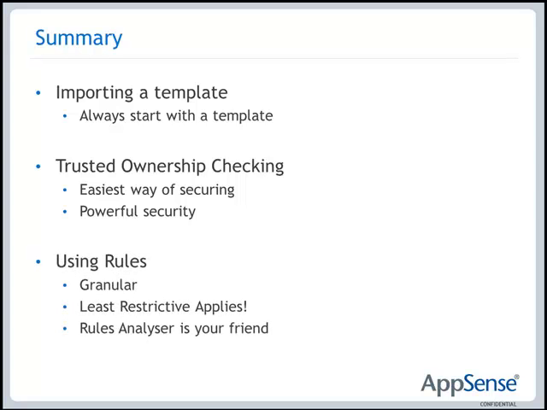And lastly, using the rules. So once we've set up our trusted ownership checking, using the rule set to be granular and deciding which users, which groups, which devices are allowed to run what applications which are already trusted. Remembering that the least restrictive rule applies. Okay, so if I have something blocked but then something allowed, then the allowed rule will always win, unless trusted ownership checking overrules that. And lastly, Rules Analyzer is your friend. It's a great tool to allow you to work out if something needs tweaking or if something is wrong within your configuration and being able to make that change.